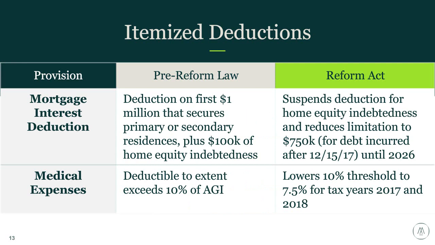Mortgage interest on loans taken out on or after December 15, 2017 for principal or secondary residence is capped at $750,000 of loan balance. The deduction for new home equity loans has also been suspended. One thing to note is that any previous mortgages have been grandfathered in at the $1 million loan balance amount.